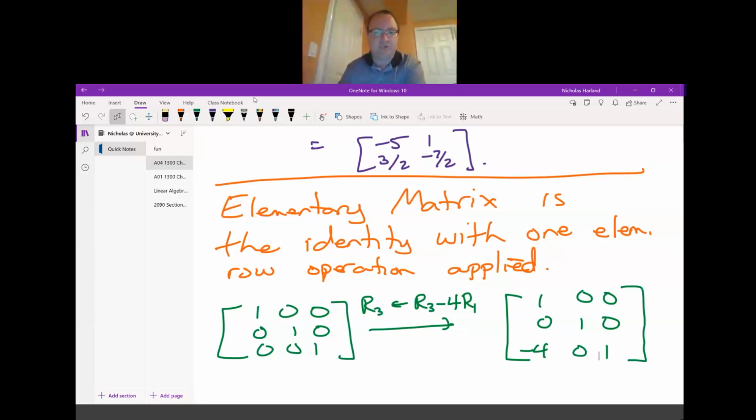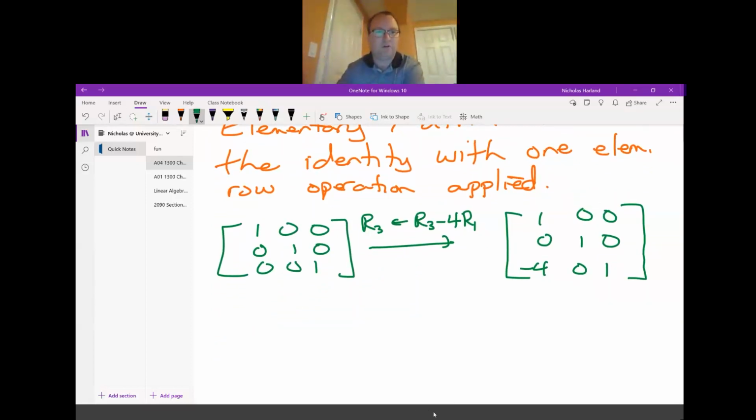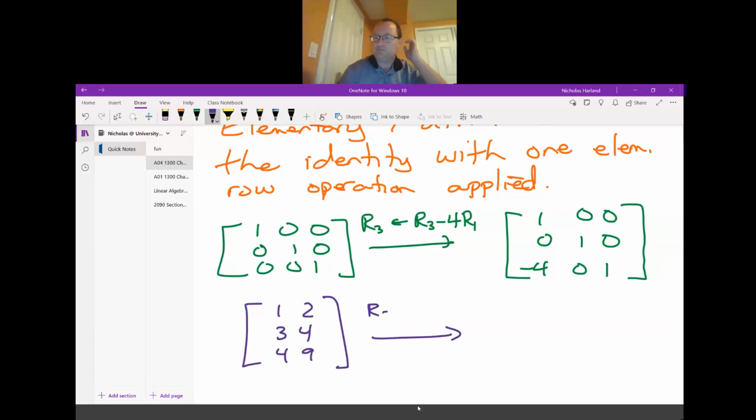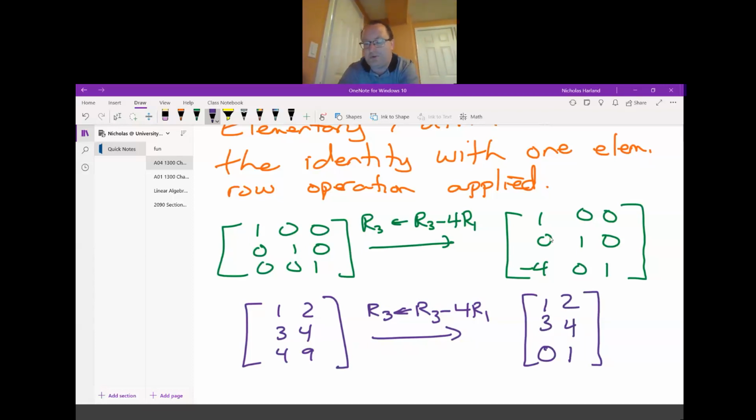All right. So my next question was, what if you took 1, 2, 3, 4, 4, 9 and performed the exact same row operation? Which is something we did in section 1.1, technically. Row 3 changes to 0, 1. Again, row 1 and row 2 aren't changing because our row operation is only affecting row 3.